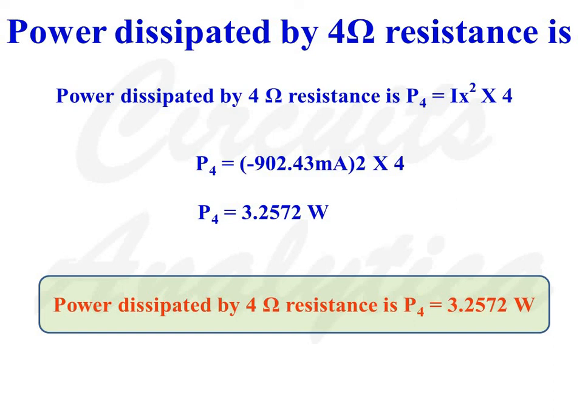So P4 is equal to minus 902.43 milliampere square into 4. So we will get P4 is equal to 3.2572 watts. So power dissipated by 4 ohms resistance is equal to 3.2572 watts.